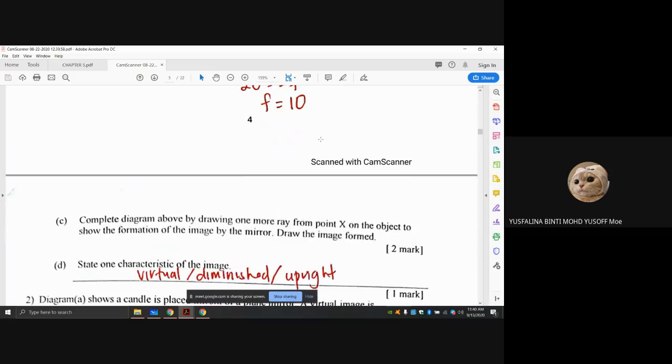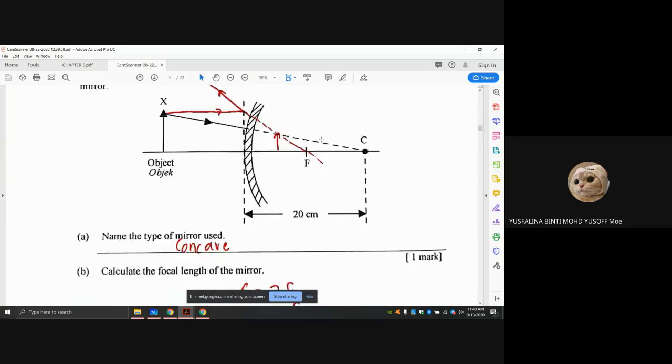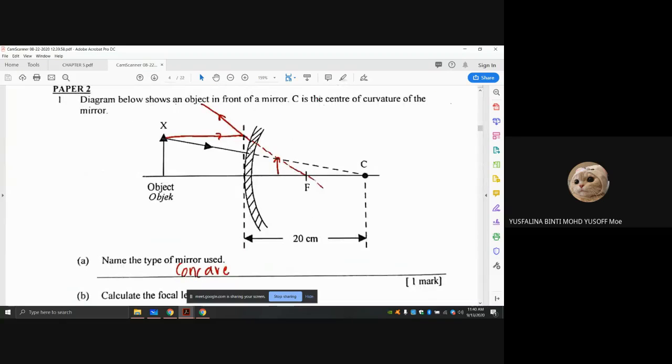The next one: complete the ray diagram above by drawing one more ray from point X on the object to show the formation of the image by the mirror. Draw the image formed. They already drew this line for you. For the next line, from here to here, make it longer, goes to F. Because the mirror uses reflection, it will reflect back here. So from here, draw to F, and then make it longer.